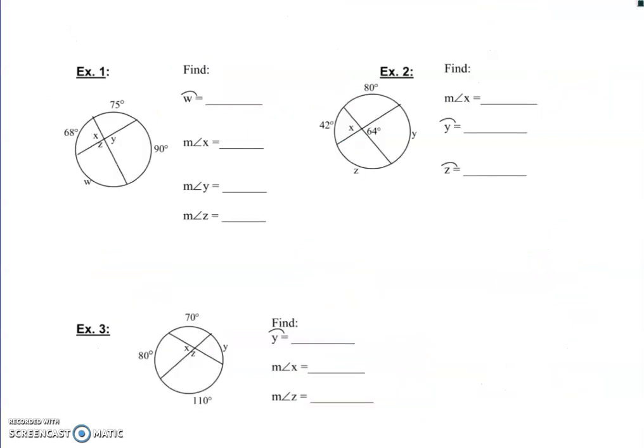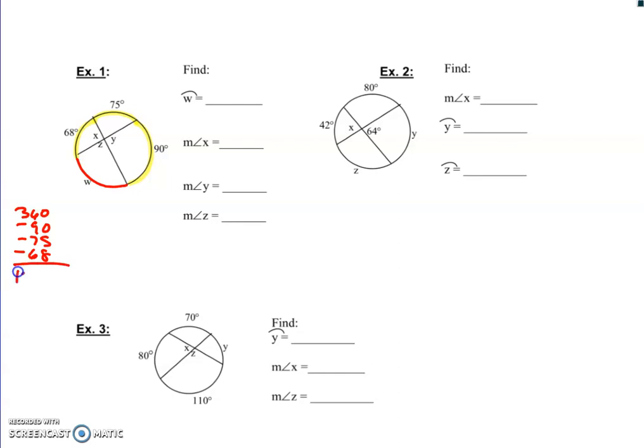Okay, so on the second page, I need to find w, I need to find x, I need to find z, I need to find y. What I like to do for the most part is find the arcs first. Usually that's the simplest. I know this arc here is 68. I know that arc is 75. I know that arc is 90. So what I'm going to do first is find w. Because I know all the arcs of a circle add up to 360, exactly. So to find w, I'm going to take 360 minus 90 minus 75 minus 68.